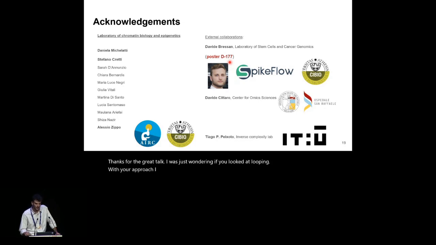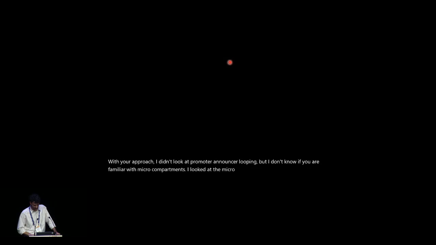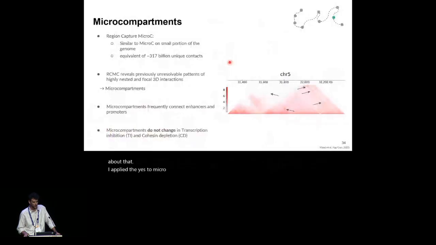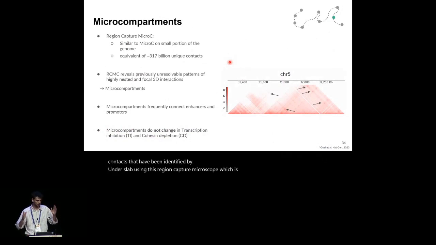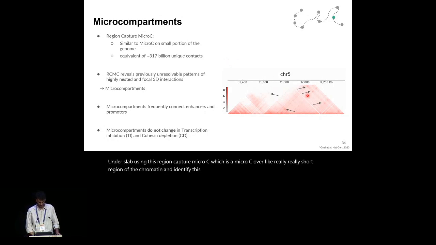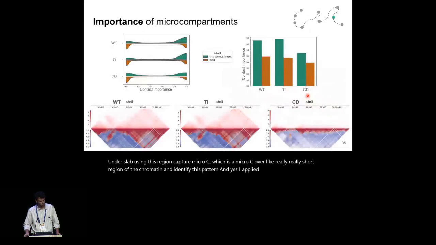I didn't look at promoter and enhancer looping, but I don't know if you are familiar with microcompartments. I looked at microcompartments. Actually, there was a slide about that. I applied it, yes, to microcompartments. Microcompartments are a novel kind of contact that has been identified by Anders' lab using region capture micro-C, which is micro-C over really short regions of the chromatin, and they identified this pattern. And yes, I applied this to region capture micro-C.